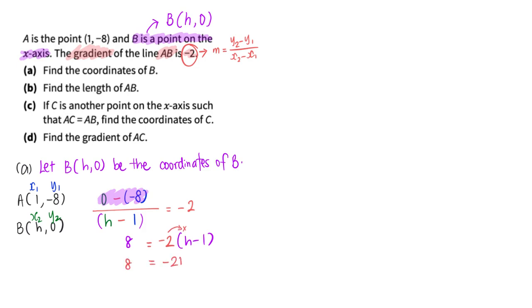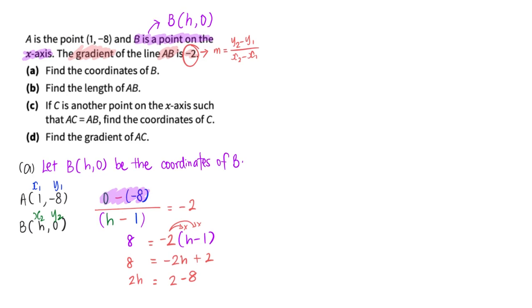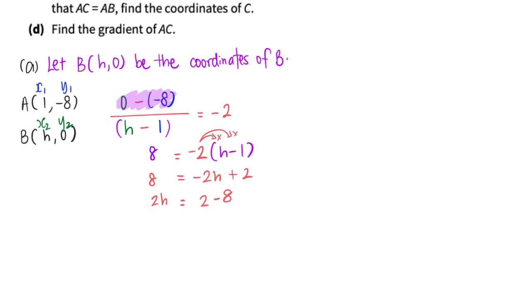Continue to solve. I have 8 equals negative 2h, positive 2 here, and eventually I will get my value of h. I'm going to add 2h on both sides, and minus 8 on both sides. So slowly but surely, let me create some space here and make it bigger. So my 2h will be equal to 2 minus 8, which is negative 6. I'm going to divide by 2 on both sides, and that's where I will get my h. But this is not the answer. They are asking for the coordinates of B. So therefore, B will be negative 3, 0.